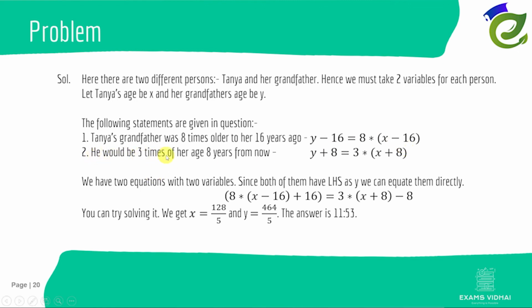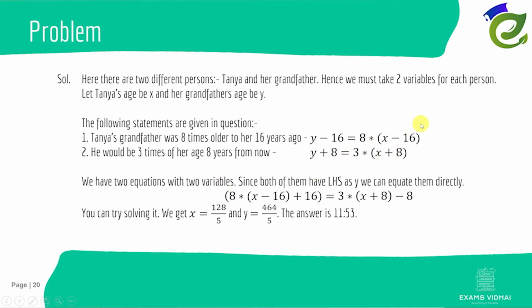Now he would be 3 times her age 8 years from now. 8 years from now, what does it mean? Timeline is set 8 years from now, meaning both are 8 years greater than the current age. Mathematically, we'll get x plus 8 and y plus 8. He would be 3 times her. So y plus 8 is the grandfather and 3 into x plus 8, where x plus 8 is Tanya. So y plus 8 is 3 into x plus 8.